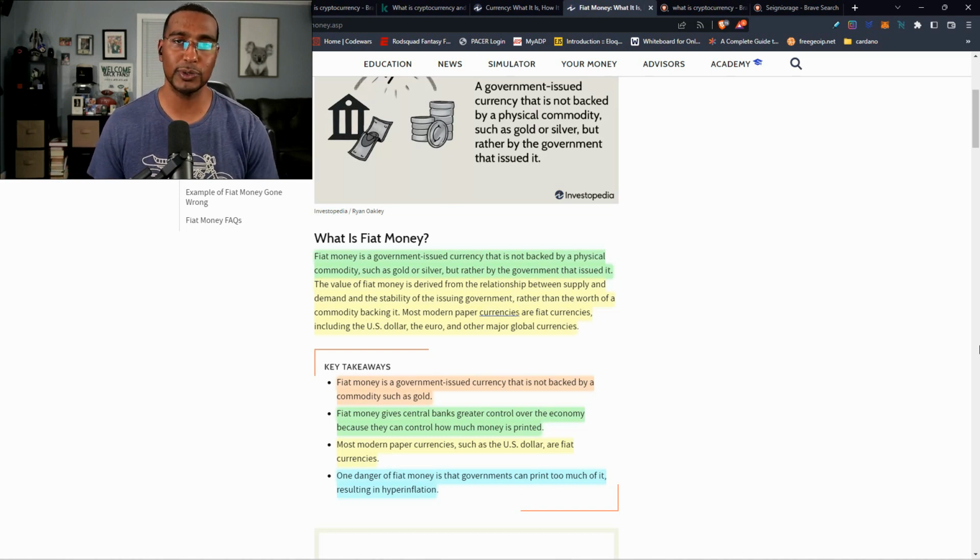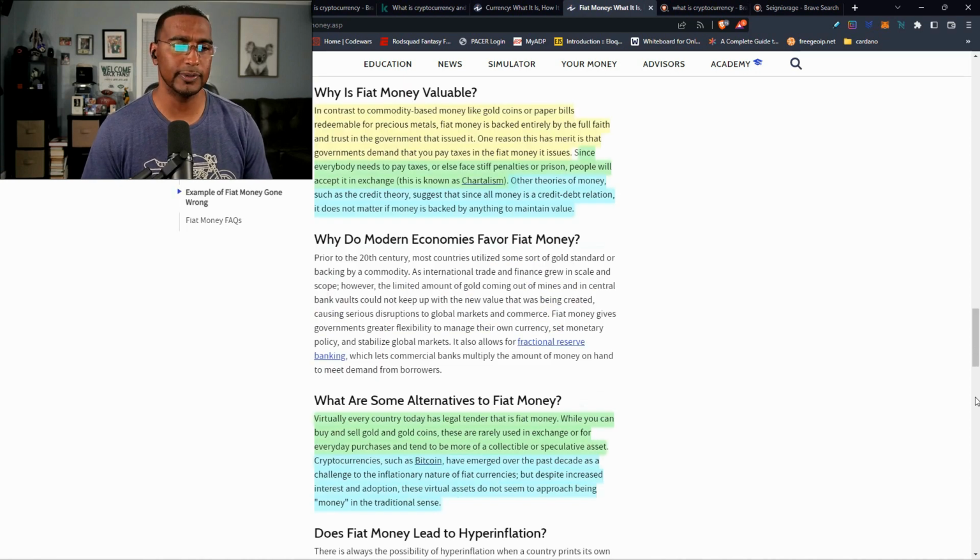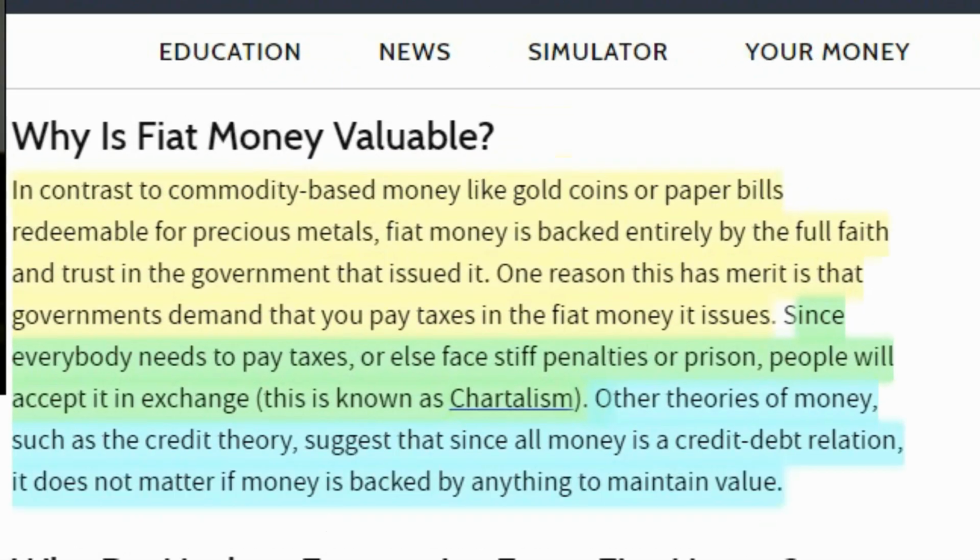That is kind of what the U.S. is experiencing right now, and that's why they're raising the interest rates, but that's for another story, not for right now. So why is fiat money valuable? In contrast to commodity-based money like gold coins or paper bills redeemable for precious metals, fiat money is backed entirely by the full faith and trust in the government that issued it.